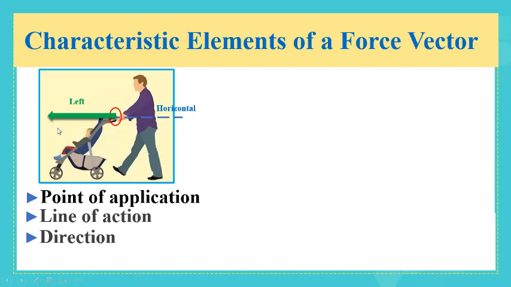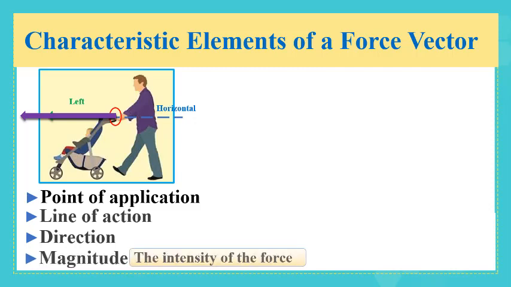Does the length of a vector mean anything? What do you think? Yes, of course. If a bigger baby is put in a stroller, a greater force will be exerted by the father on the stroller to push it forward. So we should draw a longer arrow to represent this force. This is the fourth characteristic element of a force vector. It is called the magnitude. The magnitude is the intensity of the force.